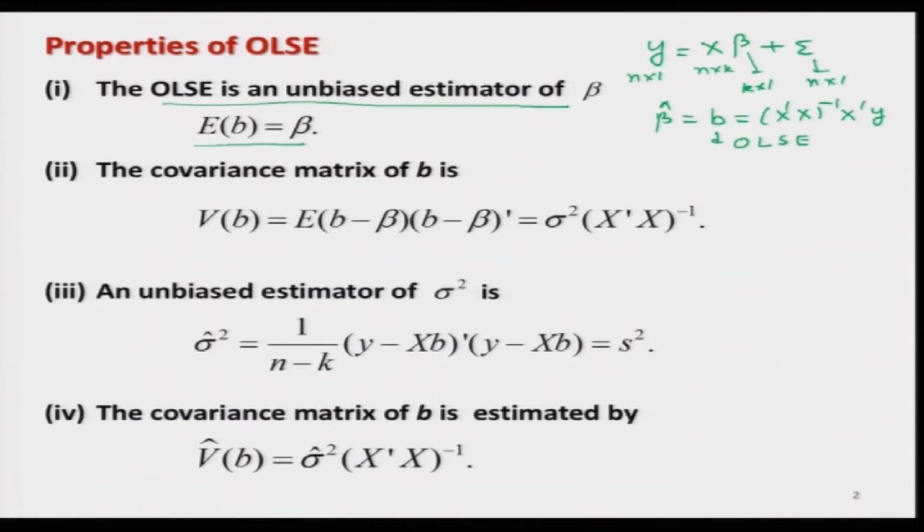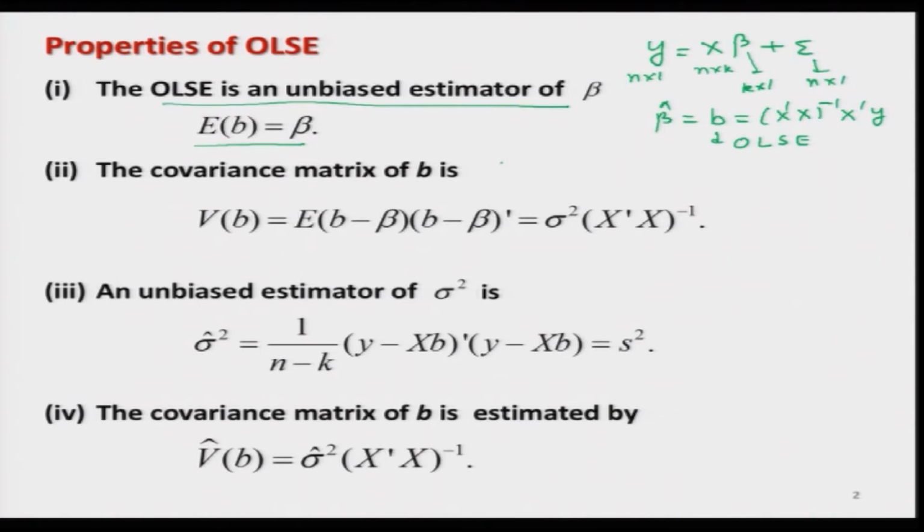So, some of these properties I will try to prove after stating them, but at this moment you can just take them as a result. And if you recall, in the case of simple linear regression model we had obtained the variances of the least square estimators of the slope parameter and intercept term, and we had obtained their covariance also. So, we had obtained the variances of B0 and B1, and the covariance between B0 and B1.